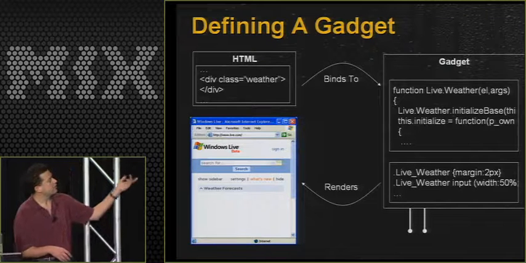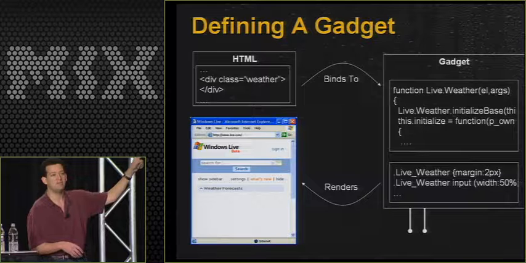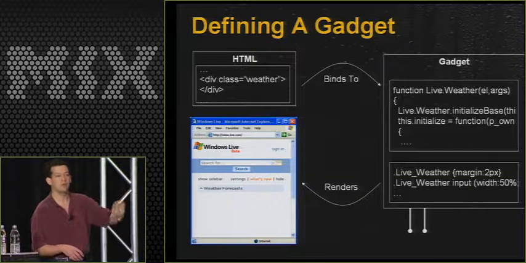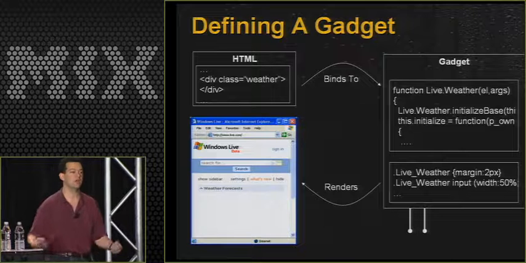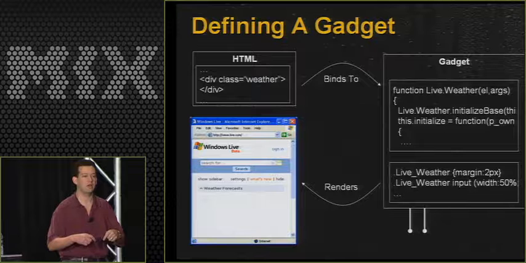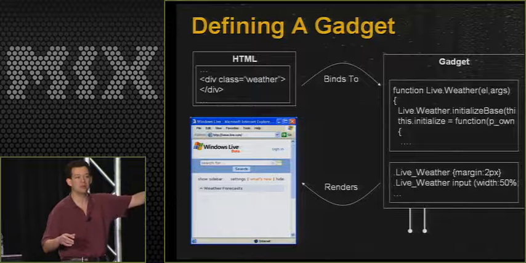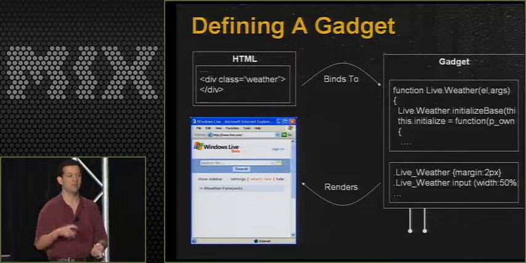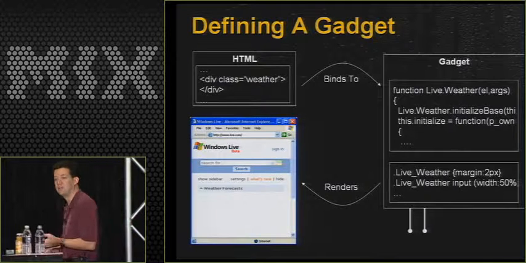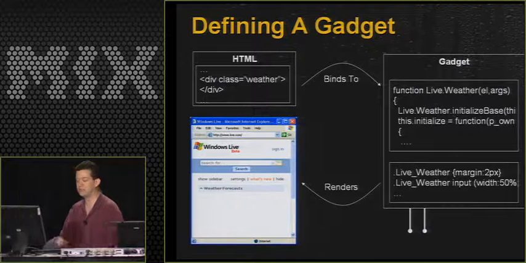So when we bound that gadget to the class weather, that div actually became div class equals weather space live underscore weather. Now when we define our style sheets for our components, we can scope them to ourselves. No one else on the page should have live underscore weather, because if I did my namespace correctly, I've made the proper encapsulation. So this allows me to protect myself and isolate myself from the rest of the page.